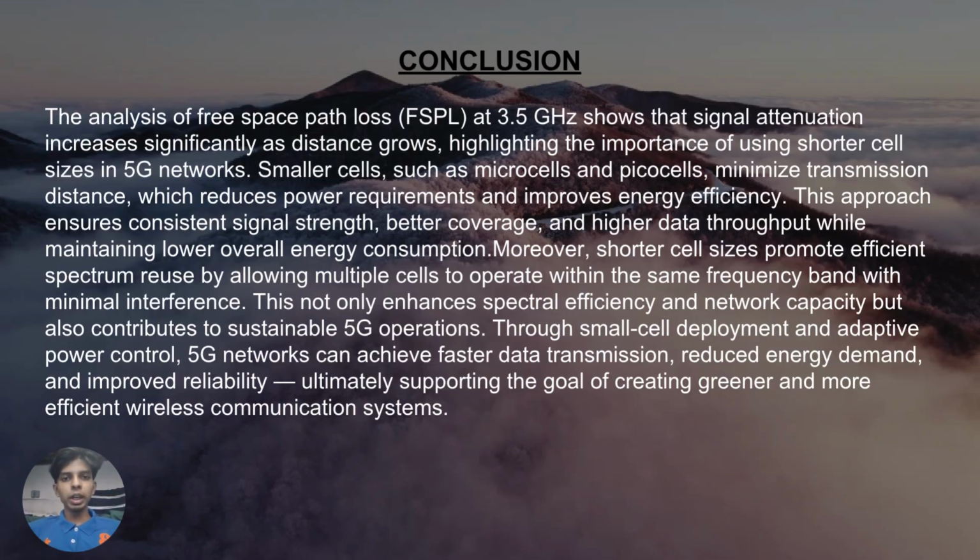In conclusion, the analysis of free space path loss, FSPL, at 3.5 GHz shows that signal attenuation increases significantly as distance grows, highlighting the importance of using shorter cell sizes in 5G networks. Smaller cells such as microcells and picocells minimize transmission distance, which reduces power requirement and improves energy efficiency. This approach ensures consistent signal strength, better coverage, and higher data throughput while maintaining lower overall energy consumption.